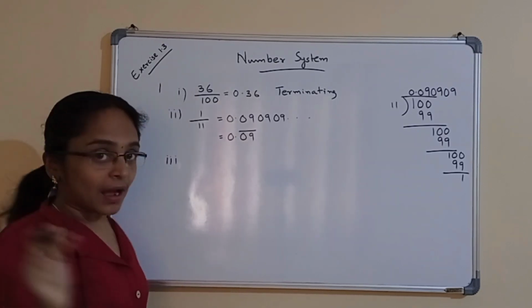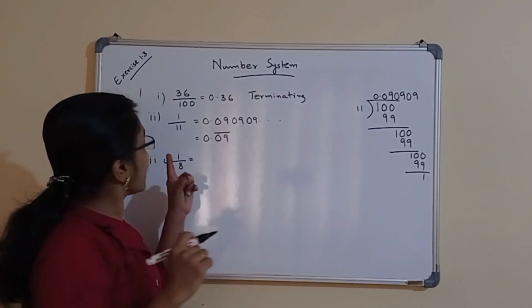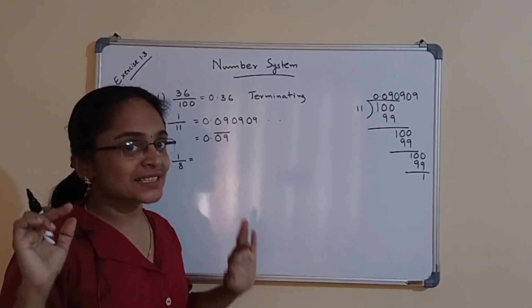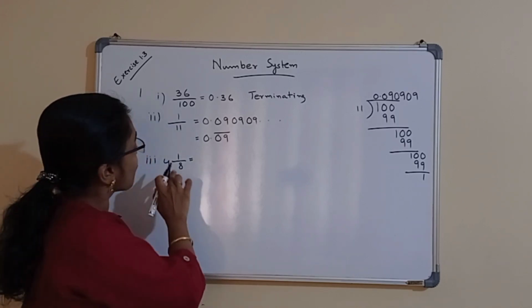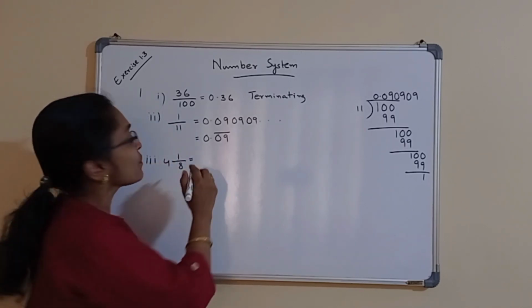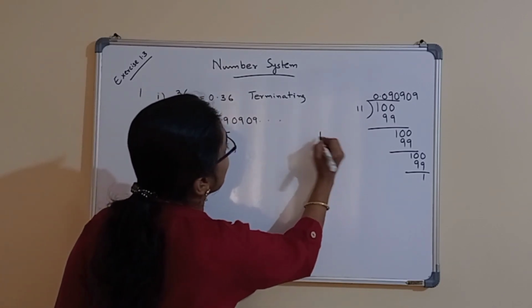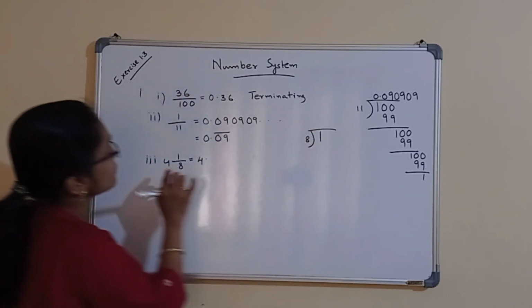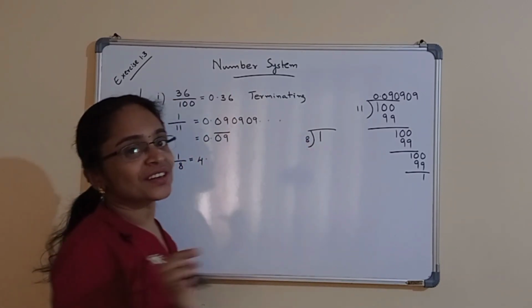Okay. Now the third one is 4 1 by 8. To convert 4 1 by 8 to decimal form, it is 4 and a fraction, 4 and 1 by 8. So we will get it like 4 point something. For that, divide 1 by 8 by the long division process.